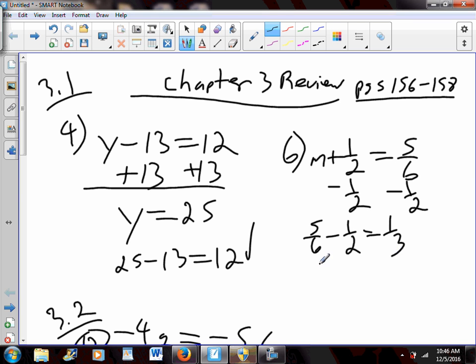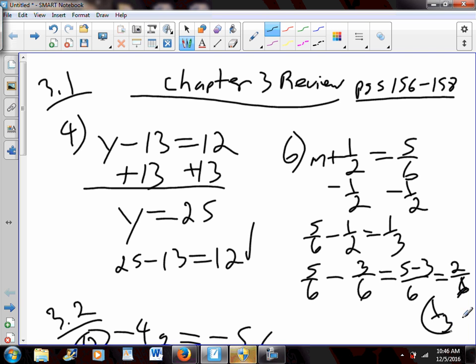Okay? So to do it is this: 5 over 6. You're going to have to change 1/2 to something over 6. You've got to rewrite that fraction. The least common denominator between 2 and 6 is 6, right? Yes, sir. What do I have to multiply 2 by to get a 6? 3. So what's 3 times 1? 3. If you multiply the bottom by, you got to multiply the top by. So what you're looking at here is 5 minus 3 over 6. 5 minus 3 is 2, and you should be able to see that 2 over 6 simplifies to 1/3. Okay? That's what m is equal to. So m is equal to 1/3.